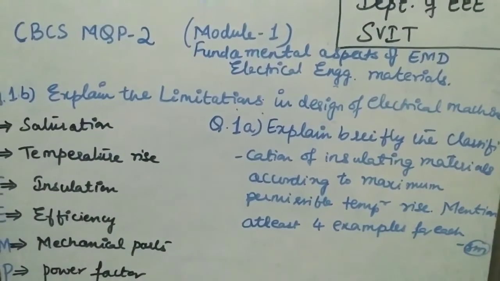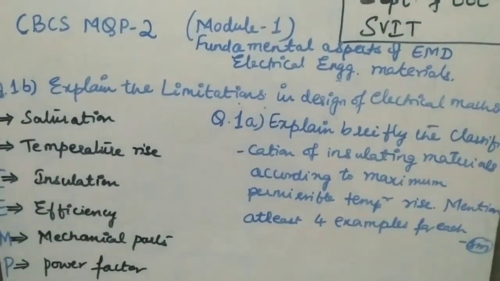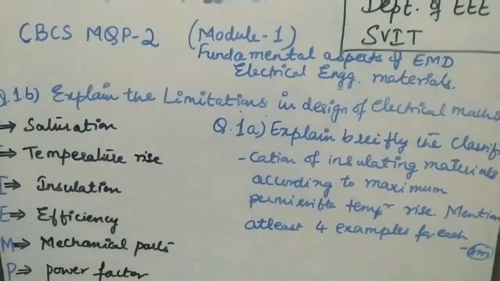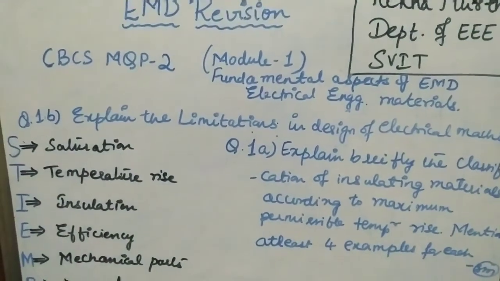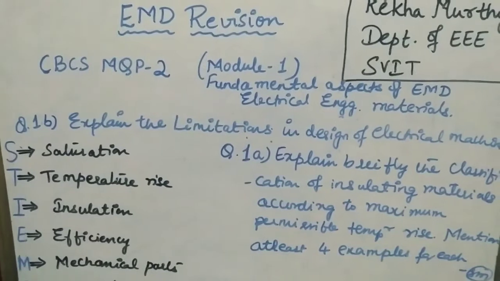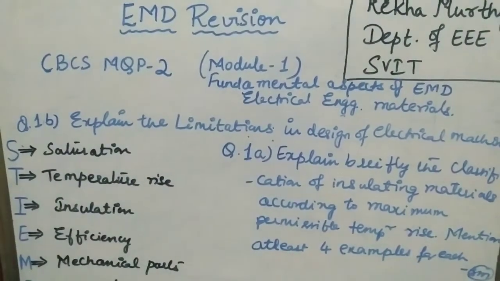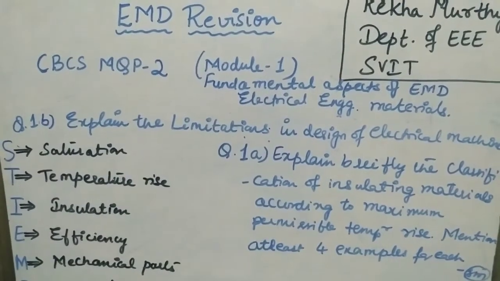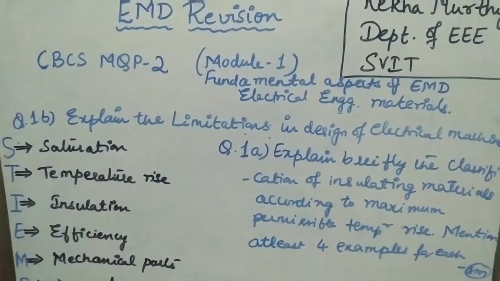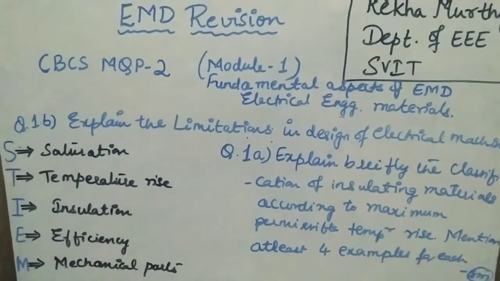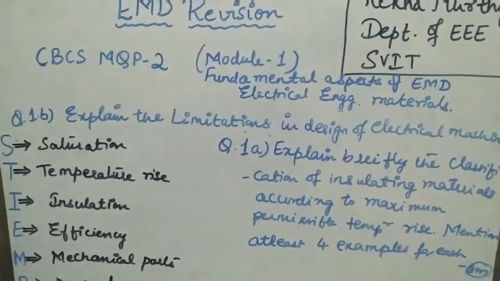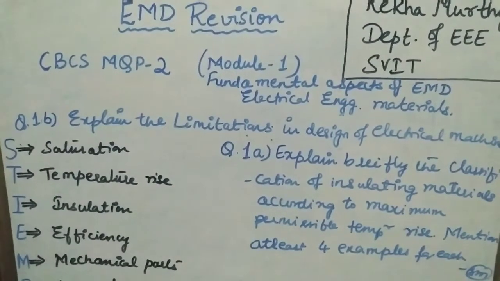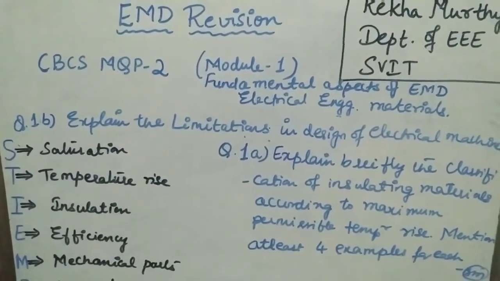So let us have a practice that when you write down the table, you remember at least 4 examples from each class of insulation materials. Then your answer will hold good for all the different types of questions, even though they may twist it in any way, related to the insulating materials and their classifications.